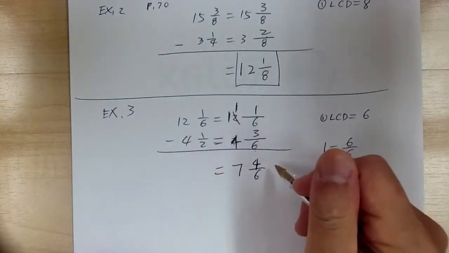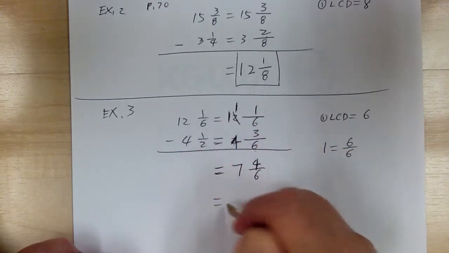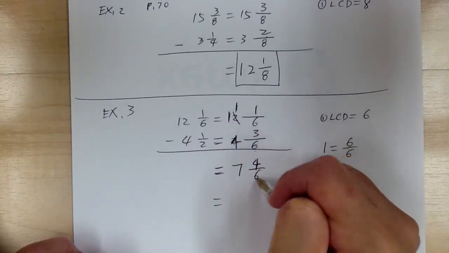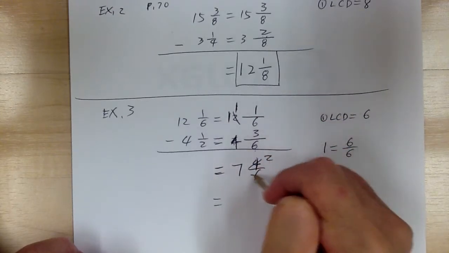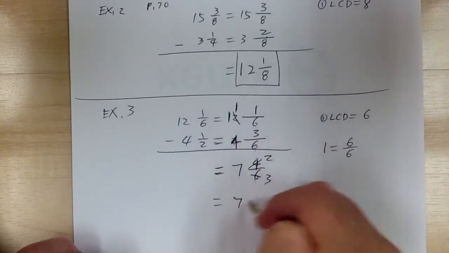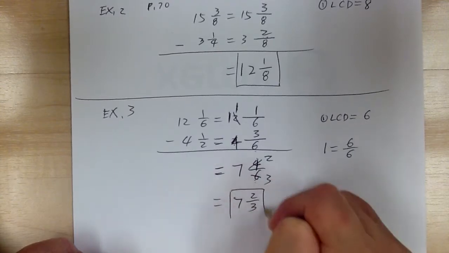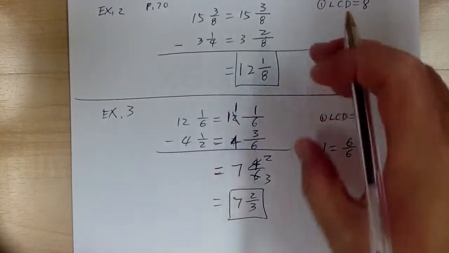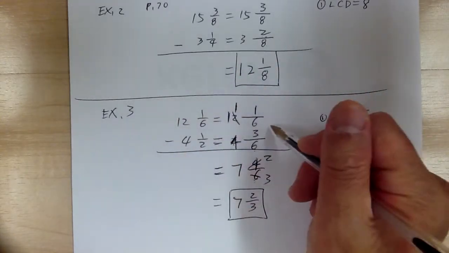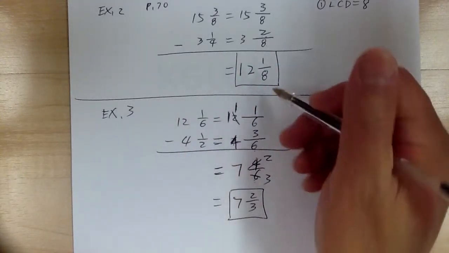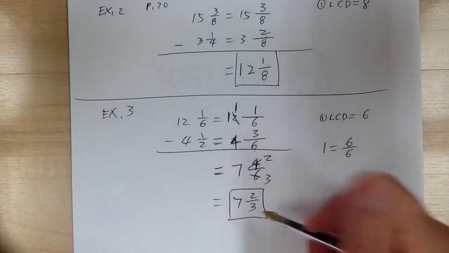After that, you have to reduce. If you can reduce, you need to reduce as much as you can. The 4 and 6 are both even numbers, so you can divide by 2. Divide by 2, you get 2. Divide by 2, you get 3. So the answer will be 7 and 2/3. When you're doing the problem, make sure you do exactly what I show you. First you go sideways to get the common denominator, then you go down and you simplify.